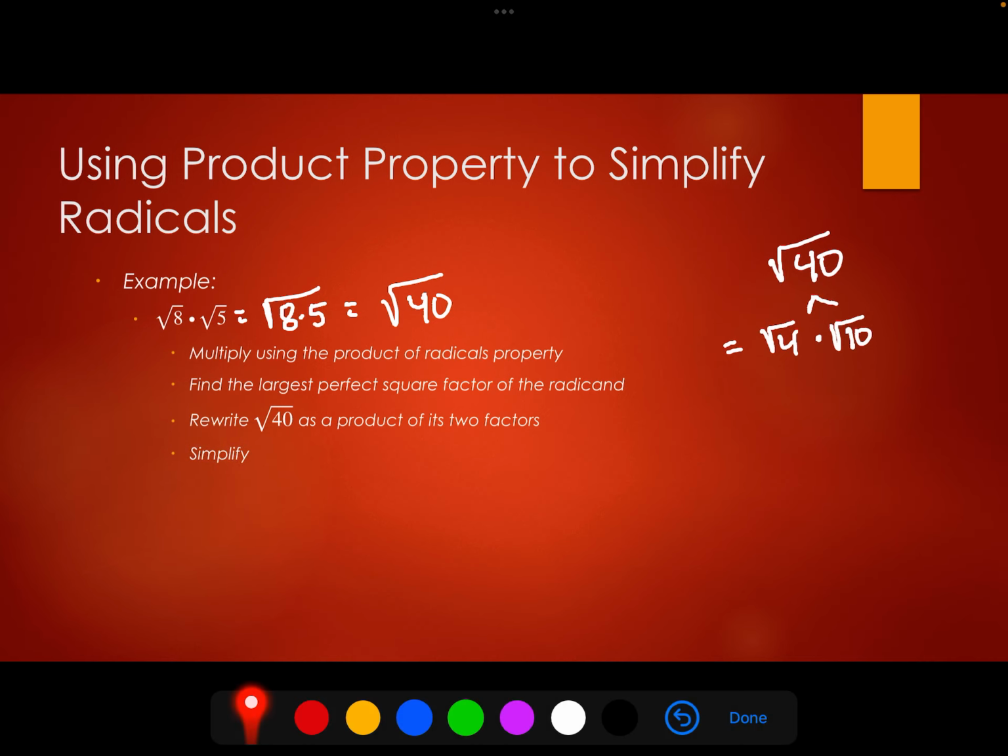Now we can simplify each of those square roots, right? So we go one by one. The square root of 4 is equal to 2. And then the square root of 10 is also not a perfect square. If we look to see if there are any perfect square factors, there aren't. So there's nothing we can do with that square root of 10, and we would just leave it as the square root of 10. So we would simplify this to 2 root 10, and that would be our simplified version of the square root of 40.